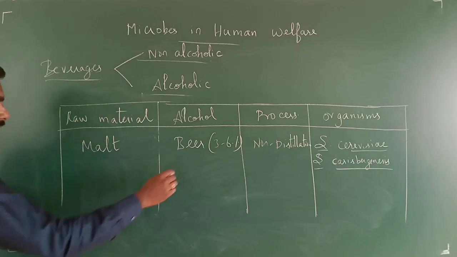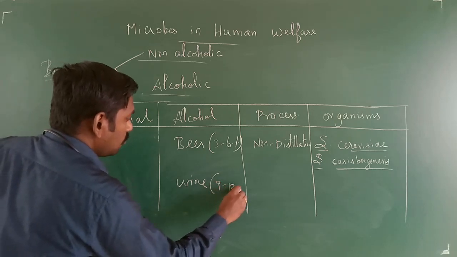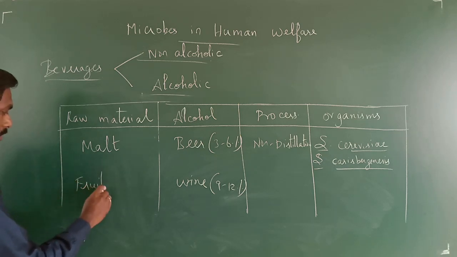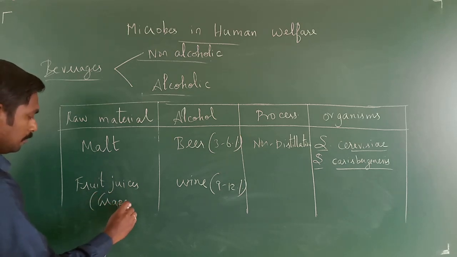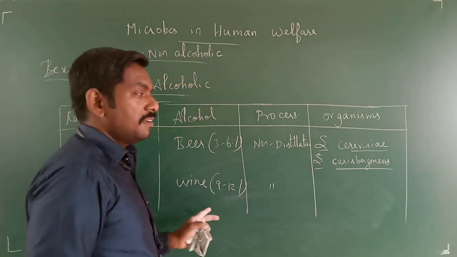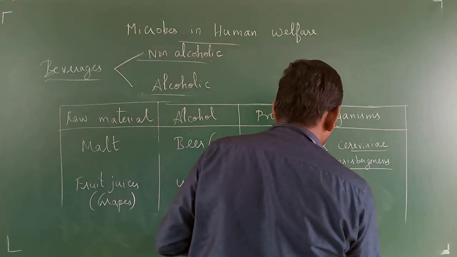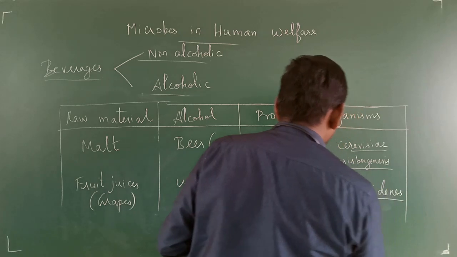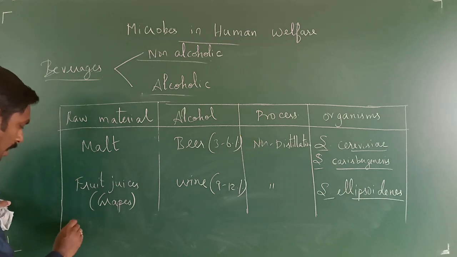Right, then you will be having the wine. Right, wine you will be having 9 to 12% of alcohol. Right, especially fruit juices, especially from grapes. Right, so the process is the same, a non-distilled beverage. We will not be doing distillation, it is non-distilled. Right, the organism is Saccharomyces ellipsoideus. Then we will be having the hard liquors.